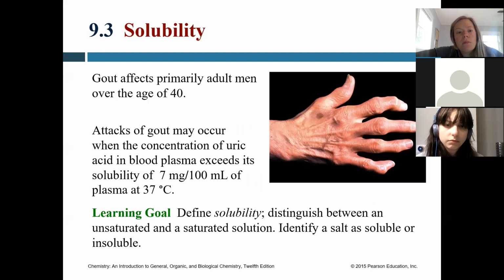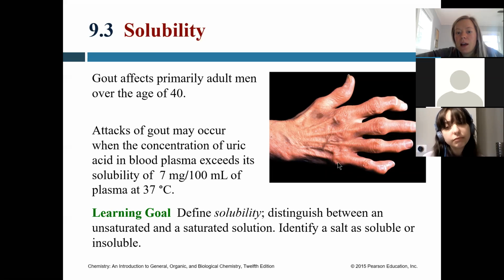So, moving into this idea of solubility. Solubility is something's ability to dissolve in a given solution. Here is a person who has gout, usually affecting men over 40.